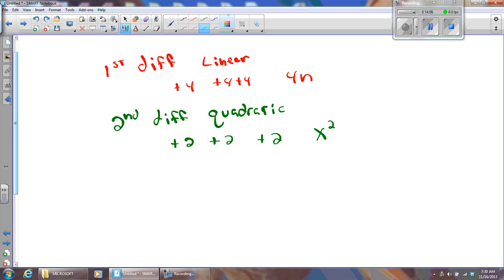Okay, if the third differences match, it's cubic, and it'll always be plus 6 on the third level. We won't use the 6 specifically, but it'll be x cubed, and then we might have to adjust it. By the way, if the fourth differences match, it would be quartic, and I think it's plus 24 every time. We won't see too many of those, but it could happen.